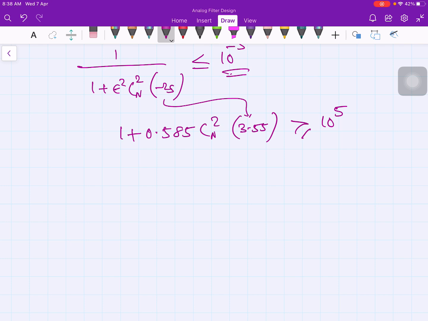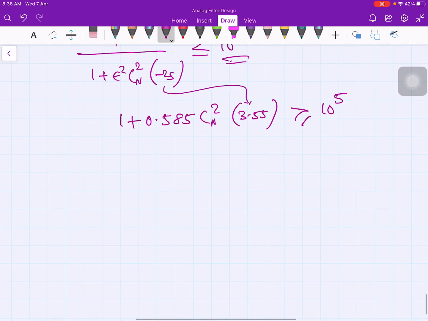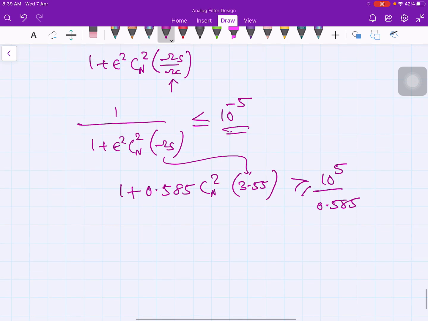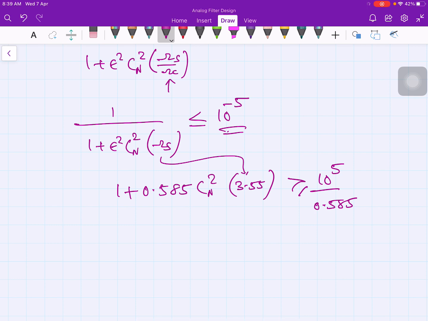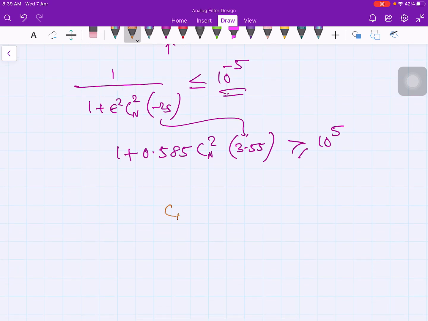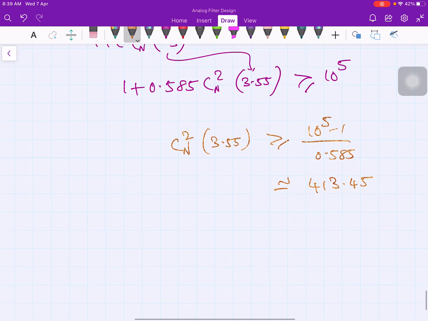Divided by 0.585, I forgot this. I'm sorry, I made a mistake. I beg your pardon. Cn squared of 3.55 is greater than or equal to 10 to the 5 minus 1 divided by 0.585. Approximately, I can say 413.45. So Cn squared of 3.55 is greater than or equal to 413.45.